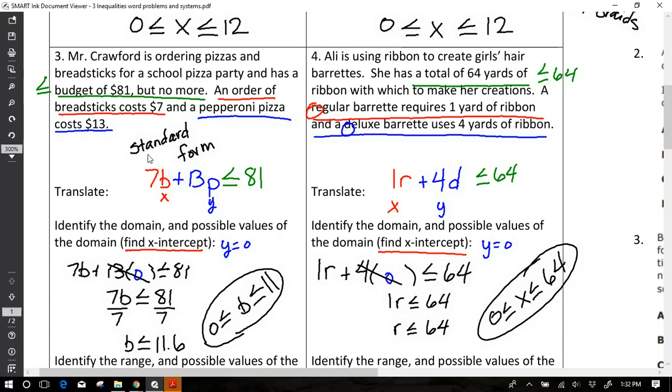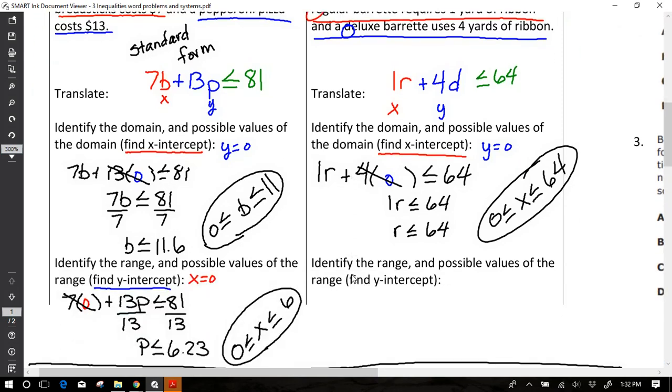All right, so I've gone ahead and I did the work to find my possible domain. 1r is less than or equal to 64. I didn't really have to do any work for that. So the possible yards of ribbon that Allie could use with making a regular hair bow are anywhere from 0 to 64 yards. All right, because they only require 1 yard each. So she could possibly make 64 of those regular barrettes.